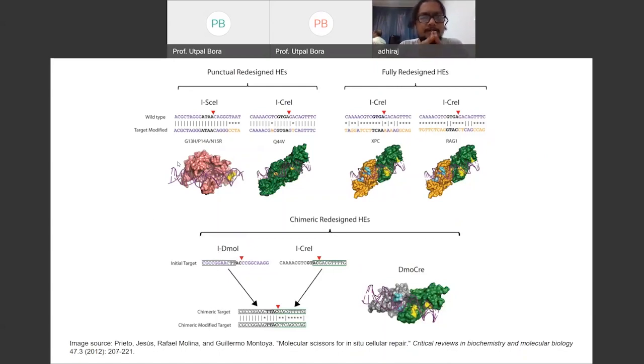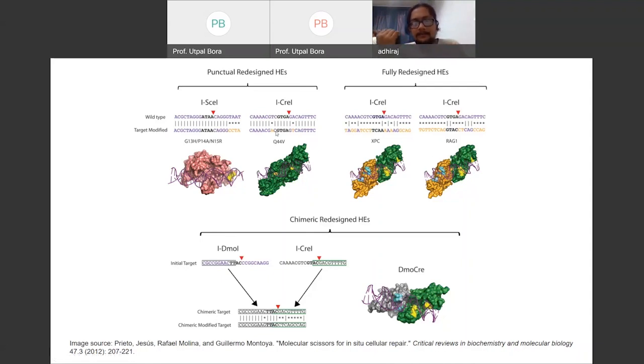The first thing which was proposed was punctual redesign of HEs, right? Here they just change one amino acid residue, and that will result in a change in the recognition site. As you can see over here, CRE1 in wild type goes and binds to A in the 3 position, right? But after they modified the nuclease by changing one amino acid, now they are able to target this T over here and an A over here, right? There are small changes. So this was the first thing that was proposed.